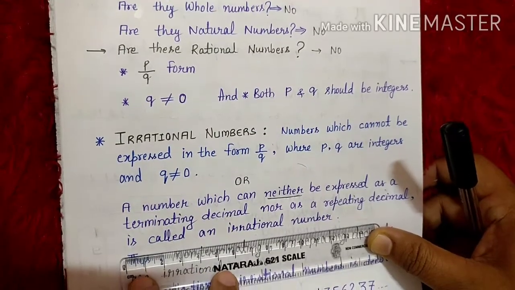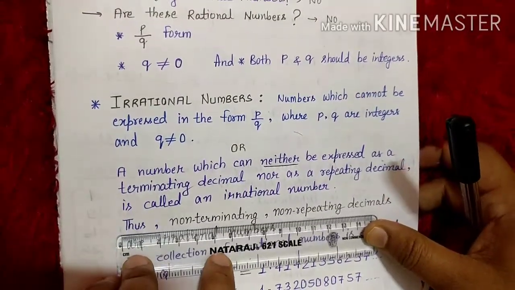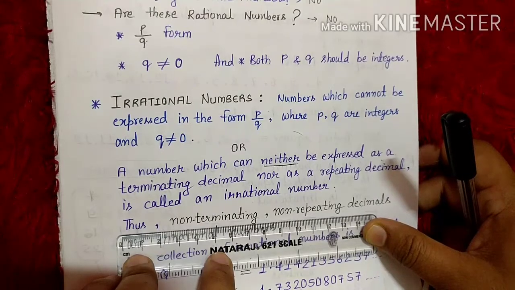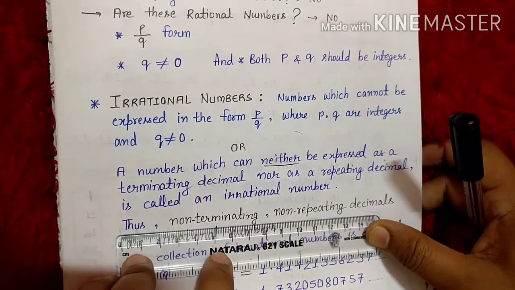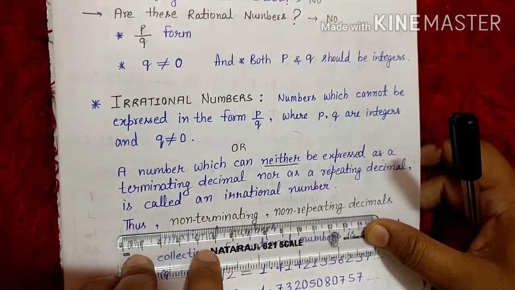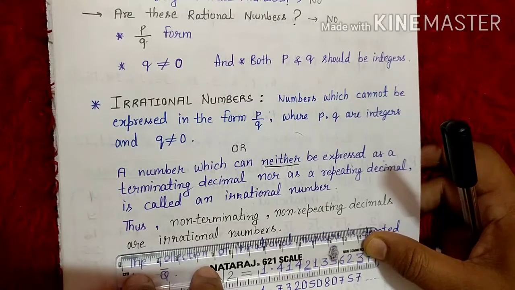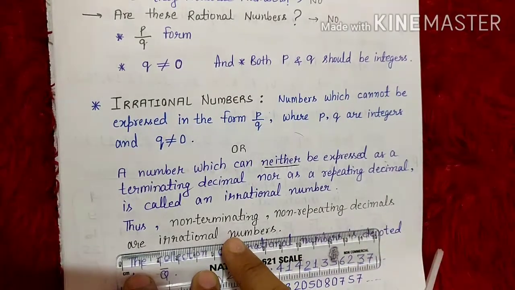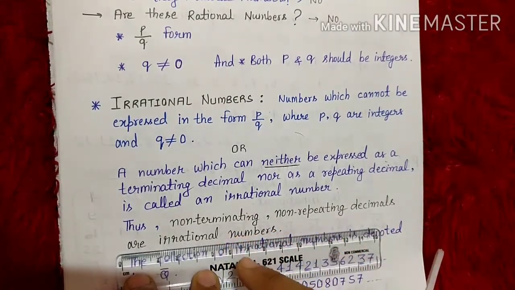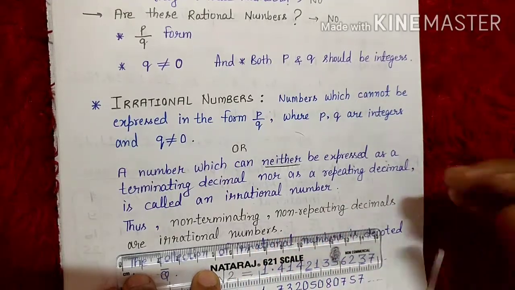So in short we can say the non-terminating and non-repeating decimals. Which don't terminate, and which are non-repeating, meaning not repeating, are called what? Irrational numbers. So the short form is very easy also. Non-terminating, non-repeating decimals are irrational numbers.